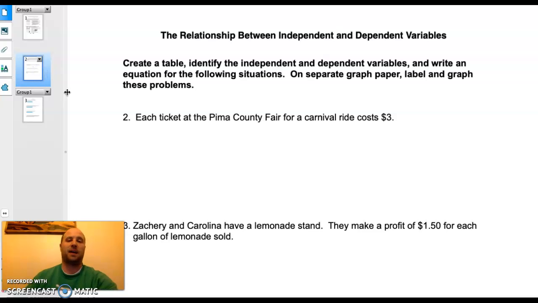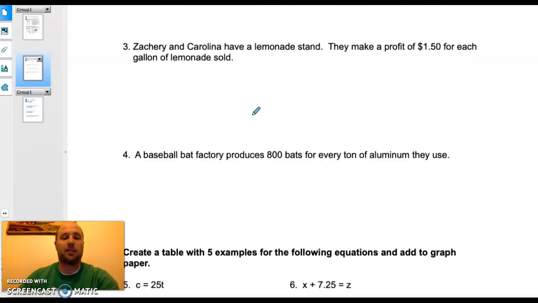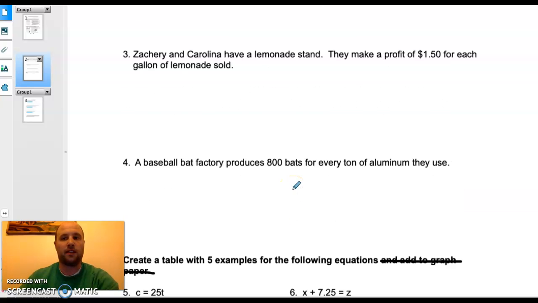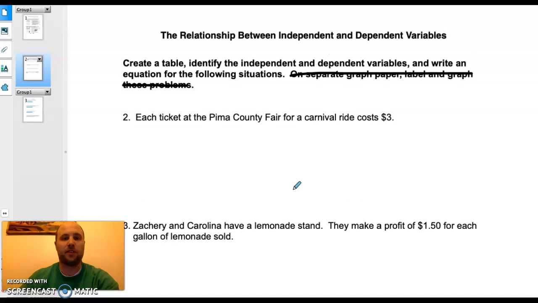On the back side here, things are going to get a little different. Okay, I'm not going to make you guys write this on a separate sheet of paper or graph it. So you guys can cross that last piece out. And while we're crossing things out, let's scroll on down here to the bottom. It says create a table with 5 examples for the following equations. You're going to cross it out. All I want you to do is do the chart. I don't want any graphing today. We'll do graphing another day. Okay. All we're focused on today is identifying independent and dependent variables and then writing equations, okay?